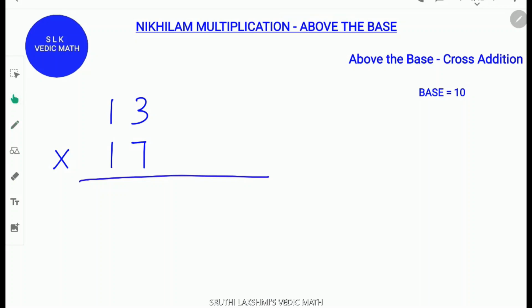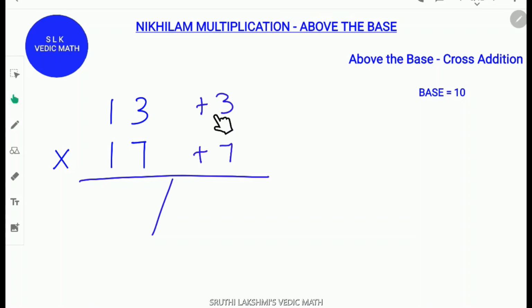First, find the base for the numbers 13 and 17. The base for 13 and 17 is 10. Next, we find the difference between 13 and the base 10, which is 3. Write 3 as plus 3 to show that 13 is greater than the base 10. Next, find the difference between 17 and the base 10, which is 7. Write 7 as plus 7 to show that 17 is greater than the base 10. Next, put a slash.